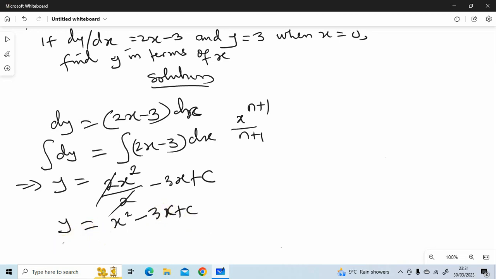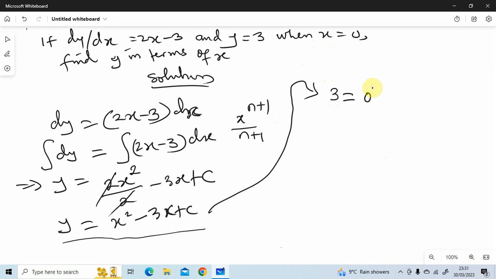Okay? But this is not the final answer anyway. So remember that we are given y as 3 when x is 0 in the question. So what I'm going to do is to substitute y with 3 and also substitute x with 0. So doing that, I'll have 3 is equal to 0 raised to the power of 2 minus 3 times 0 plus c. That's the integration constant.